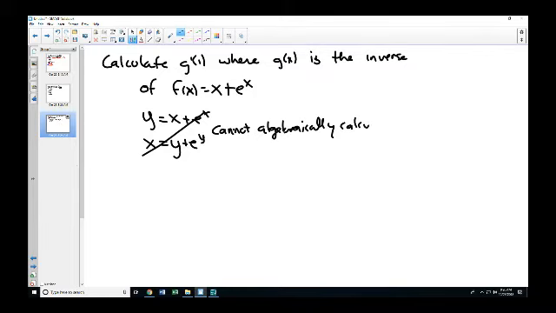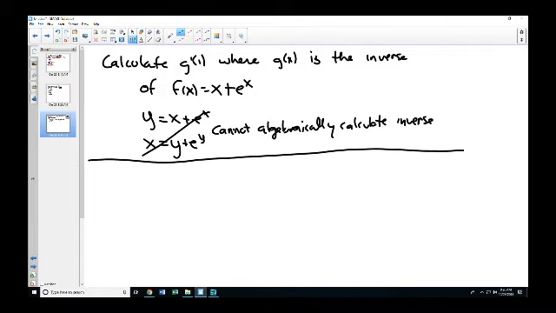Calculate the inverse. Okay, so how do we deal with that? Look at the back of the book and copy the answer? No, there is a formula.